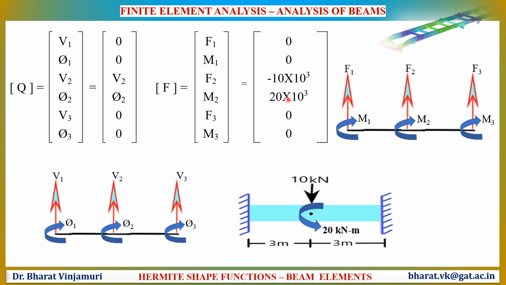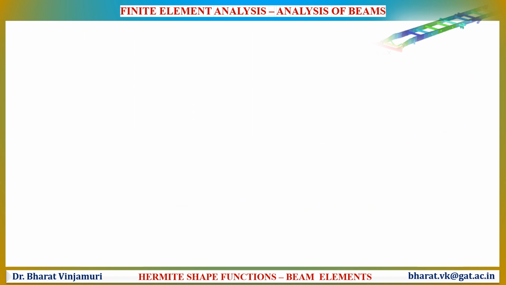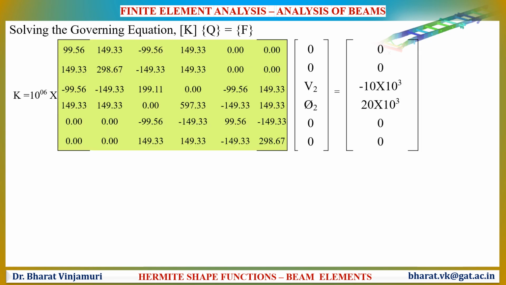Since there is a point load at node 2, F2 will be equal to minus 10 into 10 raised to 3 newtons, and there is a counterclockwise moment applied at node 2 whose value is 20 into 10 raised to 3. With these load vectors and field variables, let us substitute these values in the governing equation and determine the values of V2 and pi2. The governing equation will be as shown in the following figure.